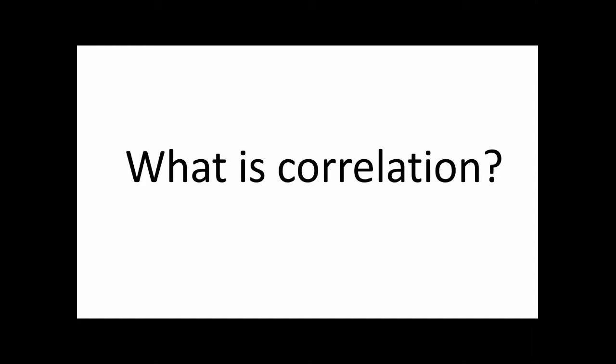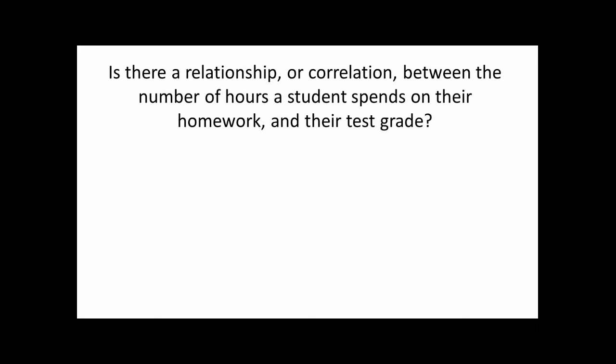In this video, I will explain correlation and regression. Correlation indicates that there is a relationship between two variables. For example, we might wonder if there is a relationship or correlation between the number of hours a student spends on their statistics homework and their test grade.